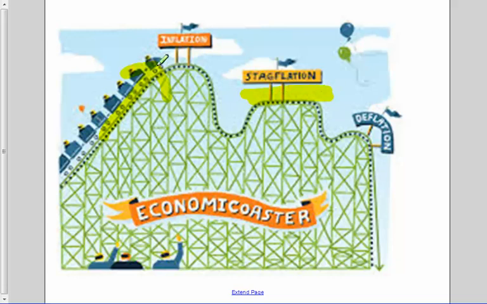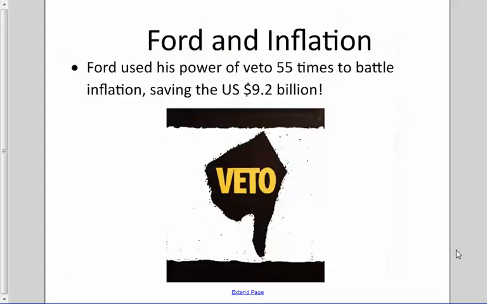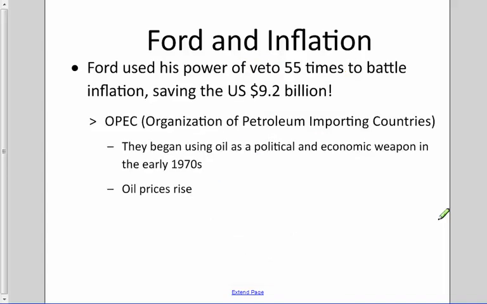If you talk to your grandparents about the amount that something might cost, they might say, oh, that only cost 25 cents when I was a kid, and now it costs $1. Well, the amount people make has also gone up. So inflation can work out okay, but if you have no rising economy and prices going up, people essentially have less money. Ford used his power of veto 55 different times to try to battle inflation. He wasn't able to stop it, but he was able to save the U.S. over $9 billion.